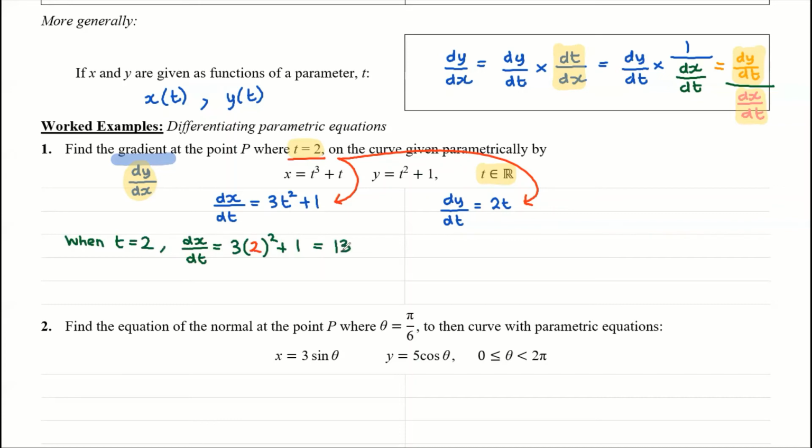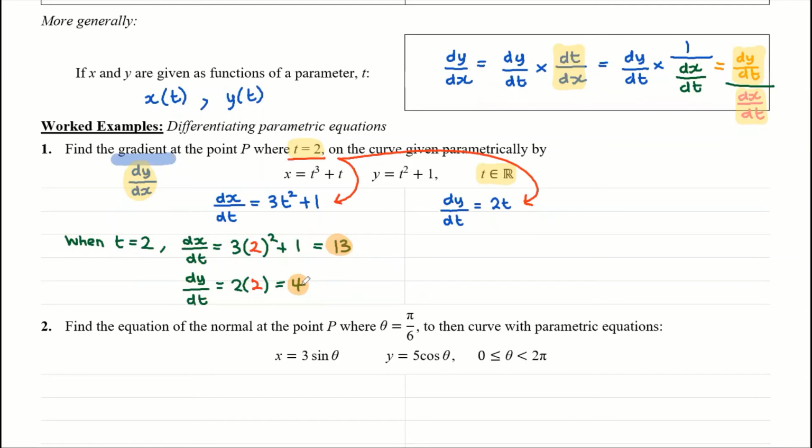Okay, and we can also find dy by dt now. So dy by dt, which is just going to be 2 lots of that, so 2 lots of 2, which is of course just 4. Okay, so we've got those 2 values. We've got dx by dt and dy by dt. So now we're going to use our new information.